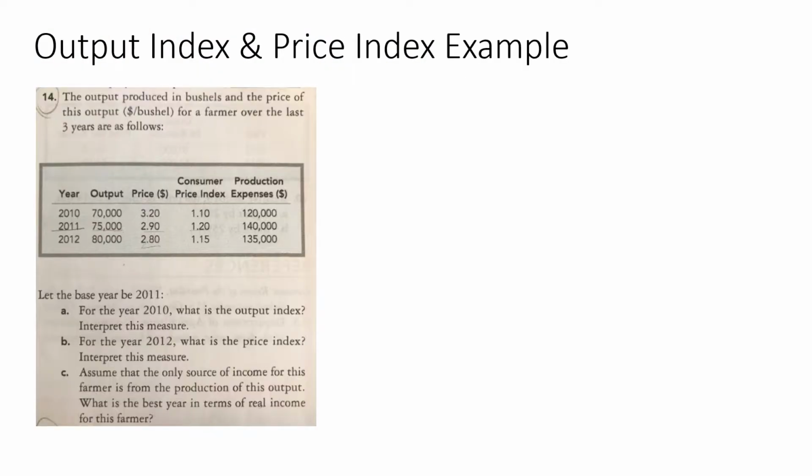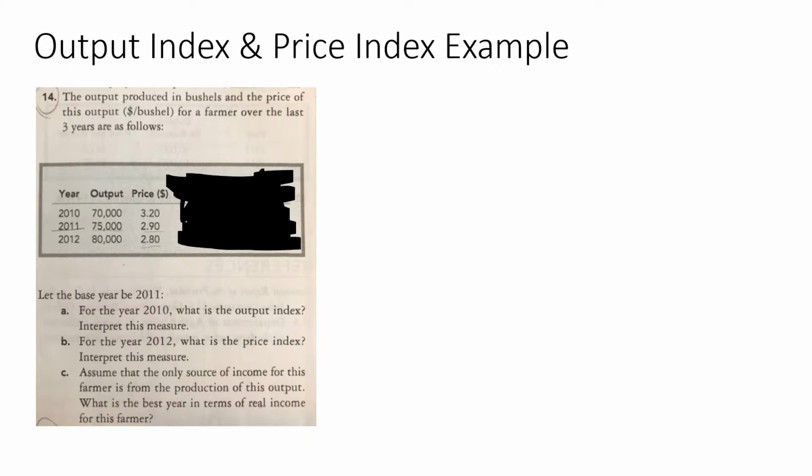Okay, we're on the last problem now. So this is multiple steps to this problem. I'm going to cross some information out that we don't need right away. Okay, we don't need to worry about this information yet for the first couple problems. Okay, so we are given our output in bushels, so some sort of crop that has been produced. So this output here is in bushels. The price is in dollars per bushel that they're going to sell their crop for.